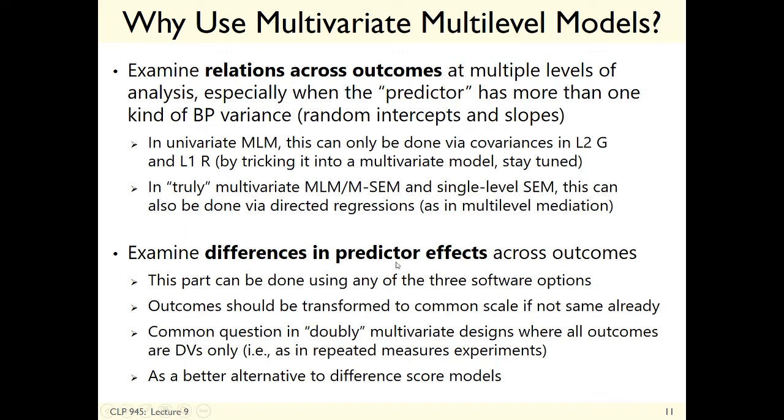So this is a fairly common type of question, so I want to show you how to do it. This can be done in any software. It's easiest to do in mixed, and so that's the first example we're going to do. And also difference score models. So if you have the difference between outcomes as something that's of interest.